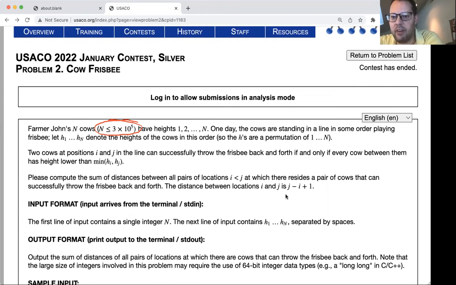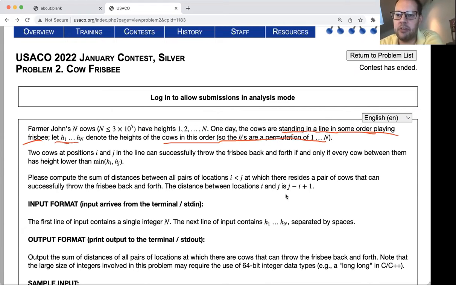The N cows have heights 1, 2, up through N. So every cow has a distinct height. The first cow has height 1, the second cow has height 2, all the way up to N. No duplicates, no skipping. One day, the cows are standing in a line in some order playing Frisbee. Let H1 to Hn denote the heights of the cows in this order. So the H's are a permutation of 1 through N.